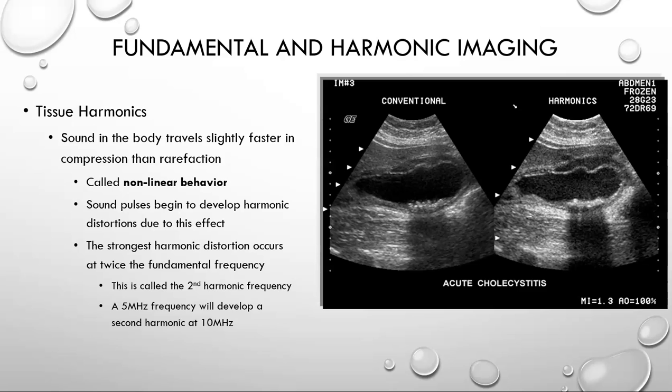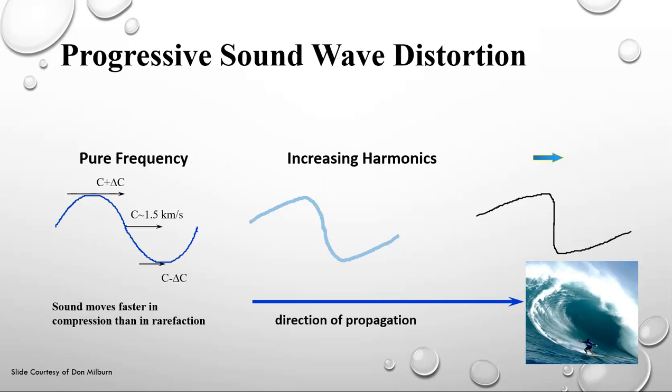Harmonic imaging can improve your images, however, in some cases it may not. So my rule of thumb is always, does harmonics work? Well, turn it on. If it got the image better, then yes, it worked. If it made it worse, then turn it off because it didn't work so well. So again, as I said, wave distortion occurs because the sound moves slightly faster in compression than in rarefaction. This causes harmonics and eventually sound wave distortion.